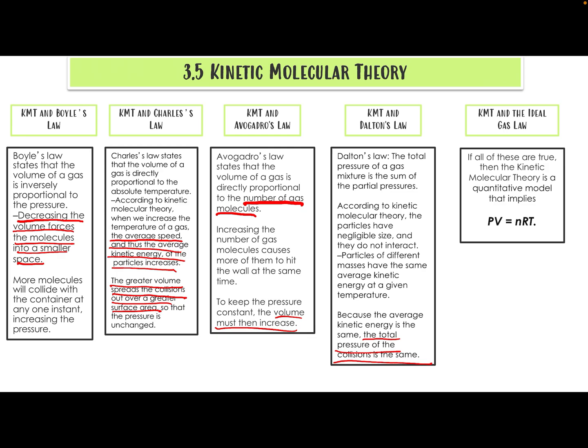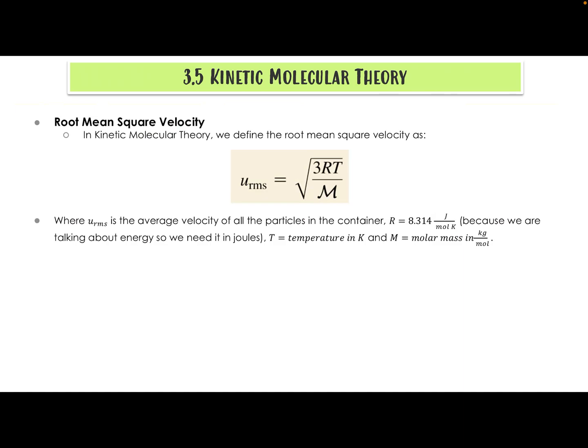Now, when relating this to the ideal gas law, if all of these are true, then kinetic molecular theory is a quantitative model that implies PV equals nRT. So basically what this means is that we can apply kinetic molecular theory to every part of the ideal gas law. Now, root mean square velocity.